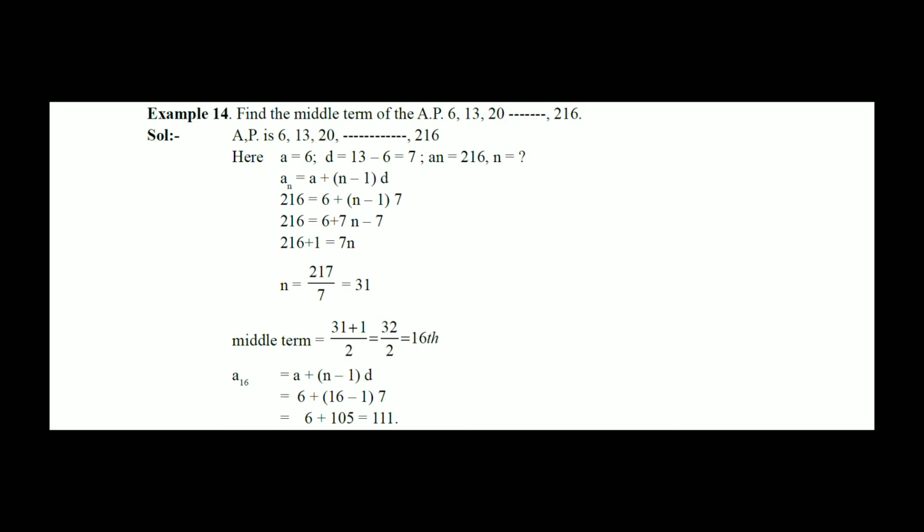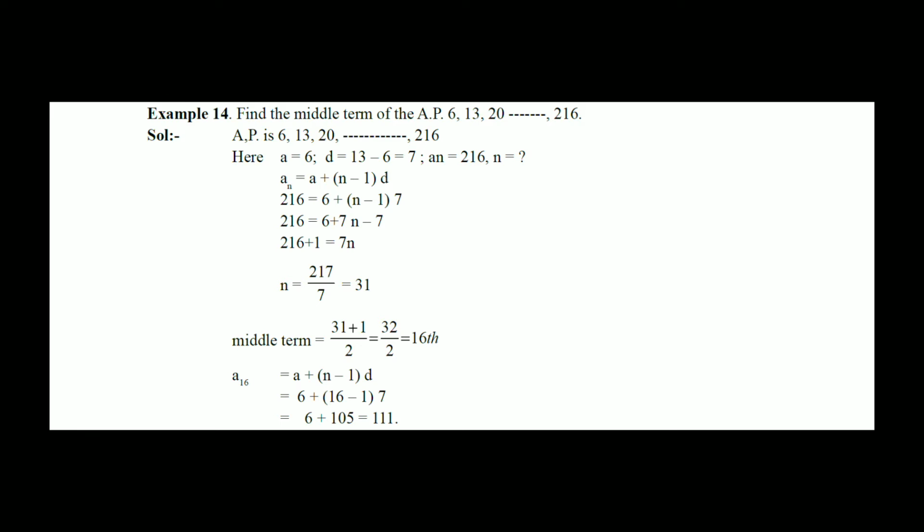Second term 13 minus first term 6. 13 minus 6 is 7. Our common difference D is 7. Also the last term AN is 216. But we don't know the serial number of 216, which term it is. So it is N, that is what we have to find out.